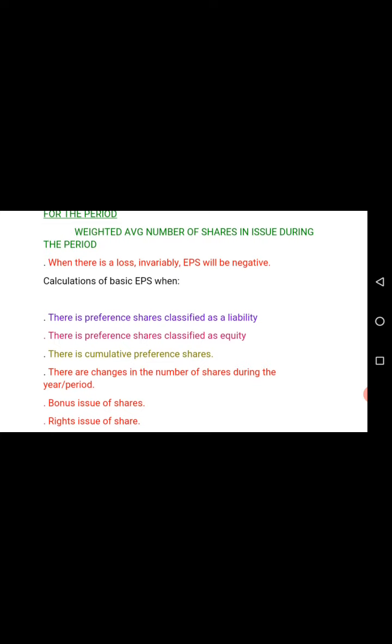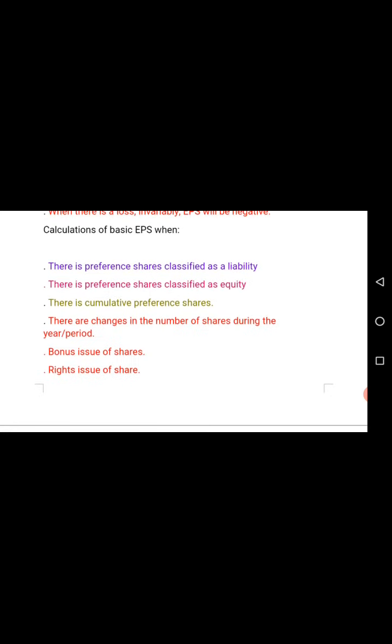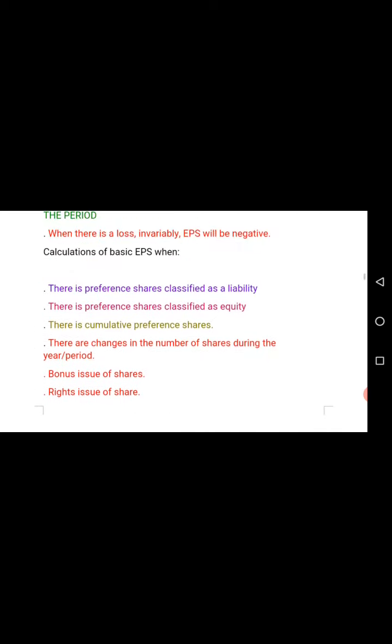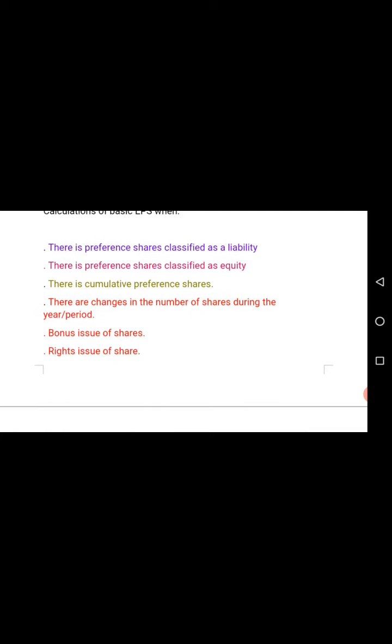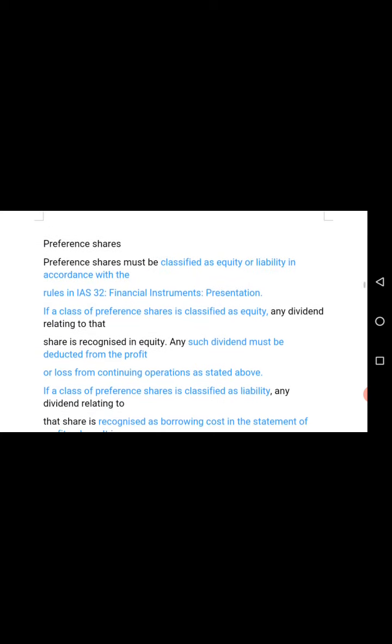The fourth one is when there are changes in the number of shares during the year or period. Fifth one is when there's a bonus issue of shares. Sixth is when there's rights issue of shares. Now we would cover these 6 with examples, so I would have to get about 6 or 7 examples covering each one of them. And we will quickly take a look at the definition of preference shares.